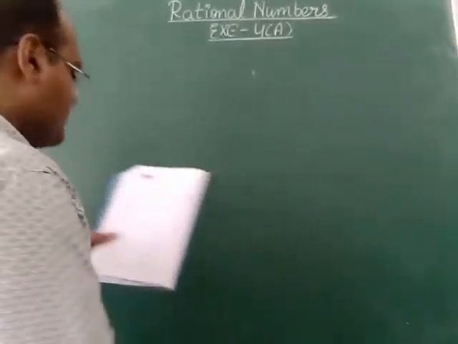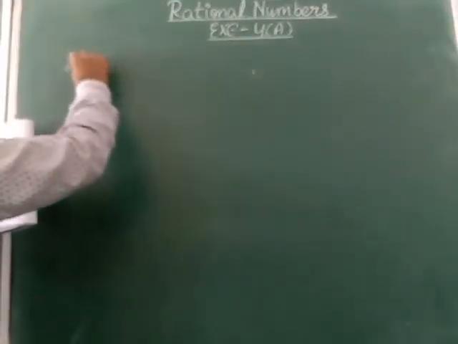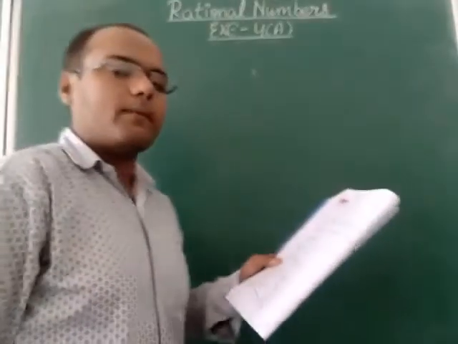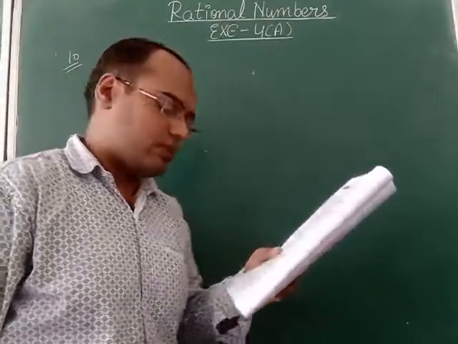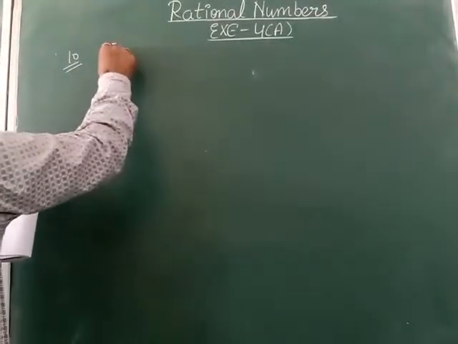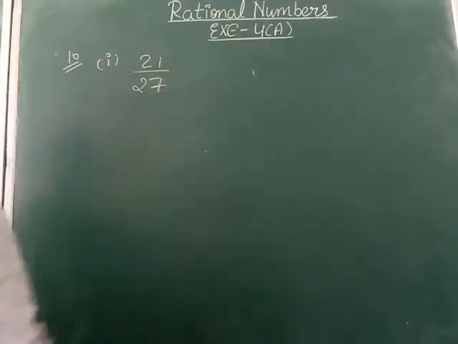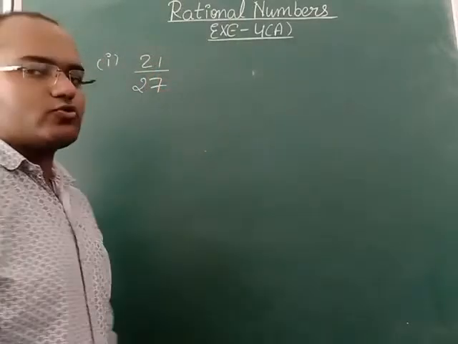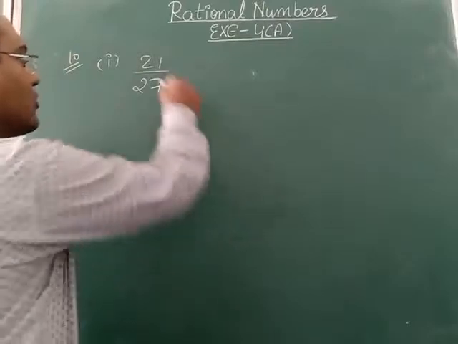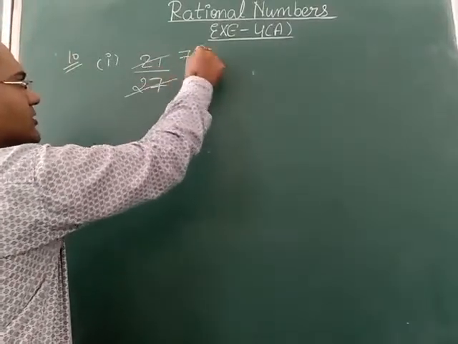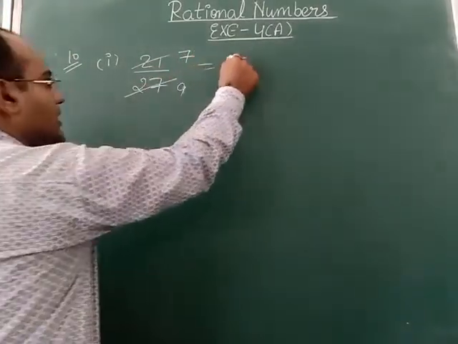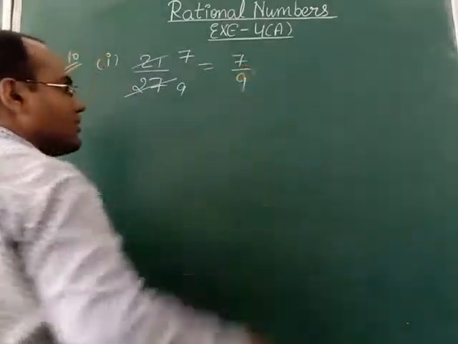10th question is, write each of the following in the standard form. Standard form means you have to write in simplest form. First part, 21 upon 27. You have to cancel these two numbers with the same table. Both are coming in a table of 3. 3 7s are 21, 3 9s are 27. So the final answer is 7 upon 9.